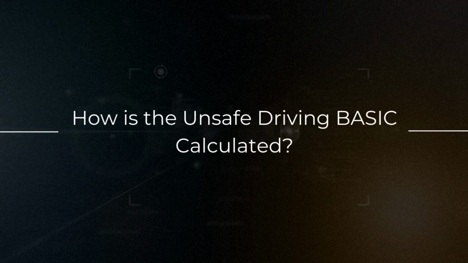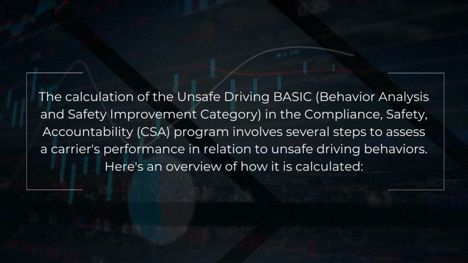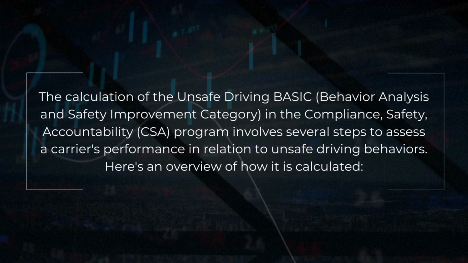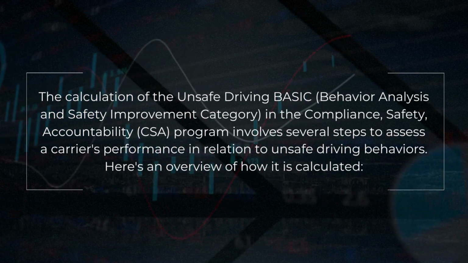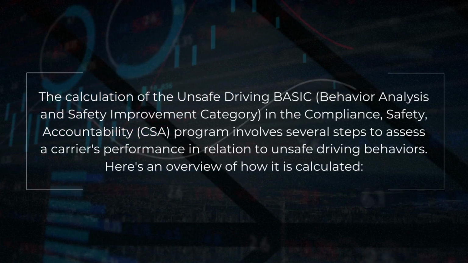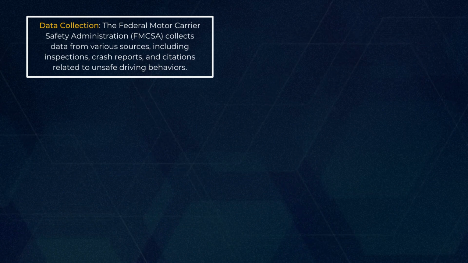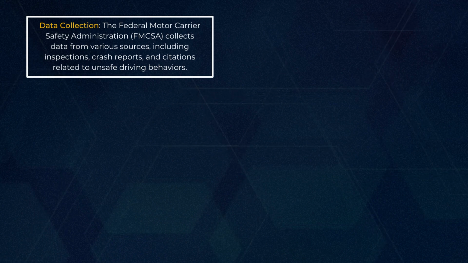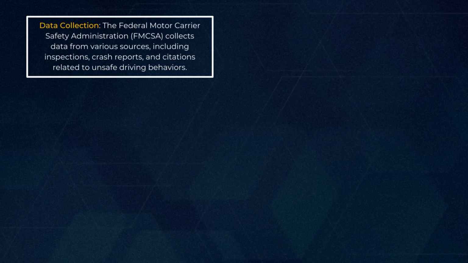How is the Unsafe Driving Basic calculated? The calculation of the Unsafe Driving Basic, Behavior Analysis and Safety Improvement category in the Compliance, Safety, Accountability (CSA) program involves several steps to assess a carrier's performance in relation to unsafe driving behaviors. Here's an overview of how it is calculated. Data collection. The Federal Motor Carrier Safety Administration (FMCSA) collects data from various sources, including inspections, crash reports, and citations related to unsafe driving behaviors.